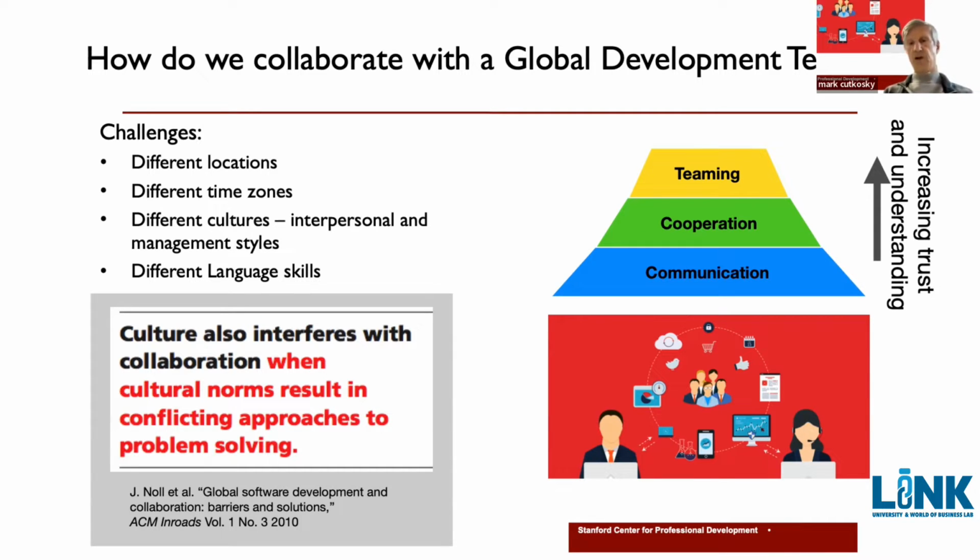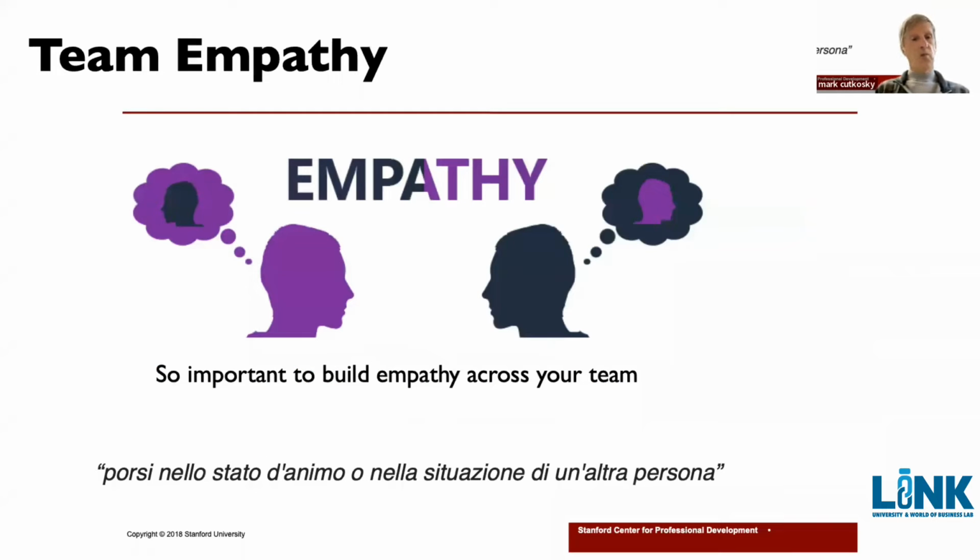So there you have two members of a geographically distributed team, and they're trying to work together. Well, the first level is just communication, but you want to do more than that. You want cooperation, and you want them to form a tight-knit and creative team. And in order to do that, you have to build increasing levels of trust and understanding. And one of the tools you can use to increase that understanding is to build empathy across members of your team. And I'm going to show you a simple example of a tool that helps with that.